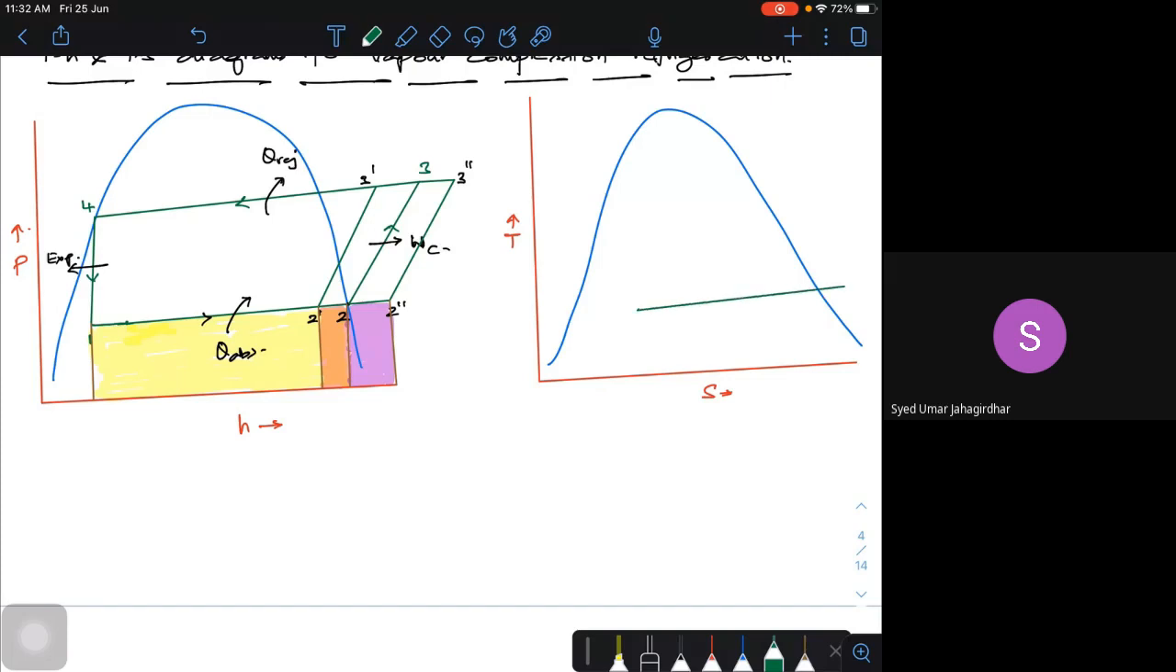Okay, suppose I'm going to a point, this is your point 1 and this is your point 2. If it is something like isentropic compression, it is purely a vertical line. Look at this, this is purely a vertical line. Okay, I'm going much higher, so I'll be going to a point like this. This is in your superheated condition.